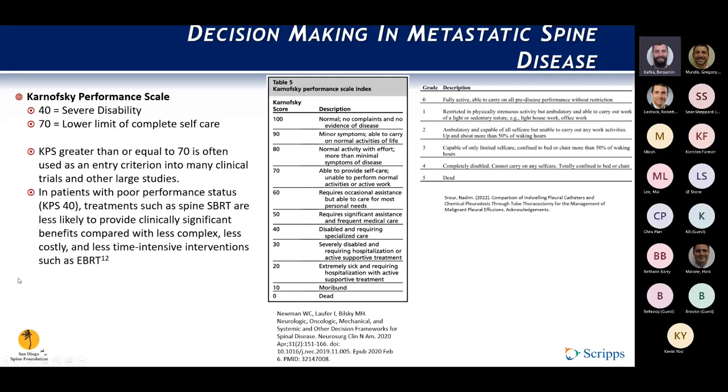And in patients with poor performance status, even as low as 40, treatments such as stereotactic radiotherapy are too complex and too time consuming, and therapies such as external beam radiotherapy are more appropriate.